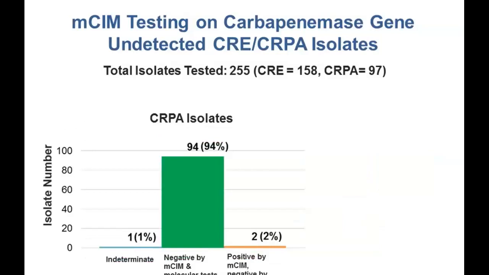So this slide shows you the CRPA isolates that are carbapenemase gene negative by molecular testing. Of 97 CRPA isolates tested, we found one isolate is indeterminate by MSIM, and 94 are negative by both MSIM and the molecular methods. We identified only 2 isolates that have discordant results between phenotypic and genotypic tests, and they are negative by molecular methods, but positive by MSIM.